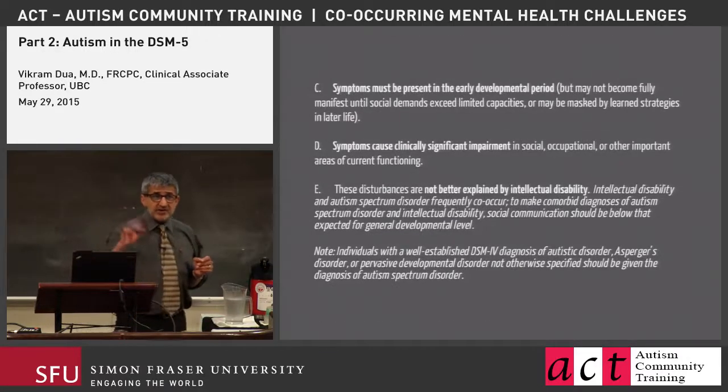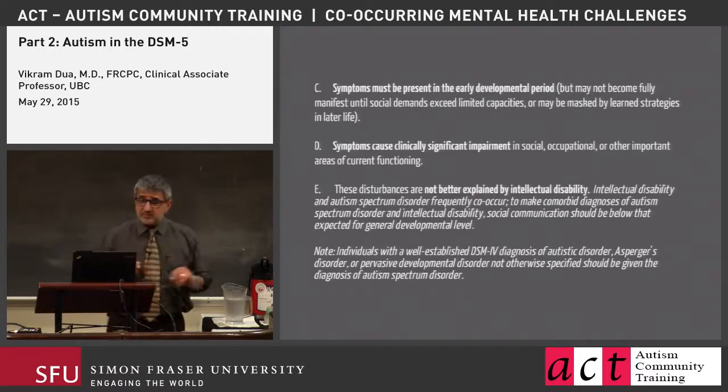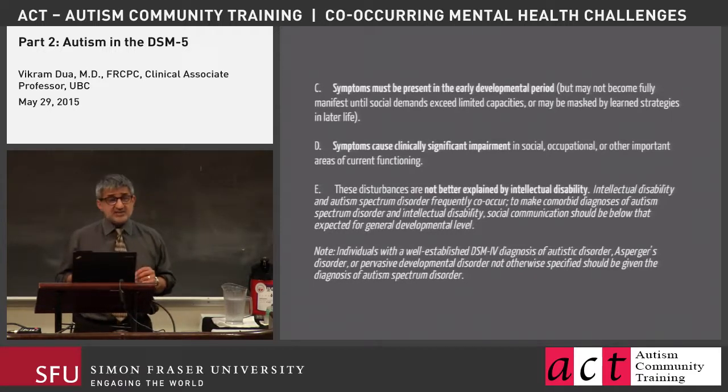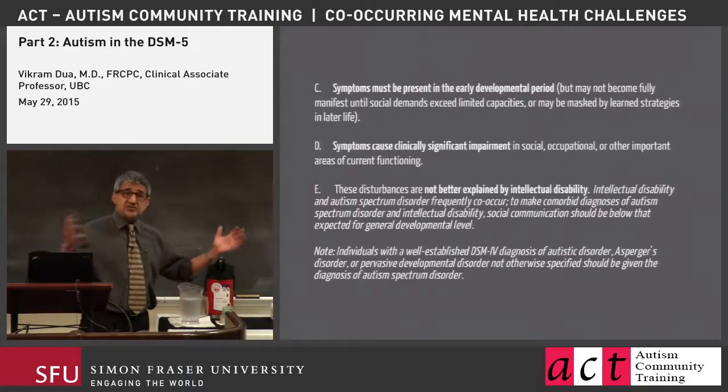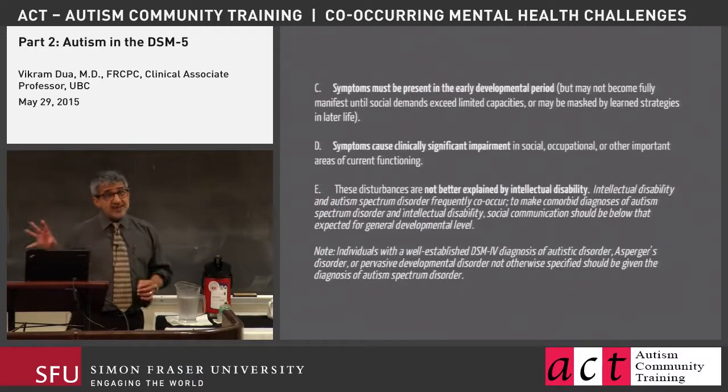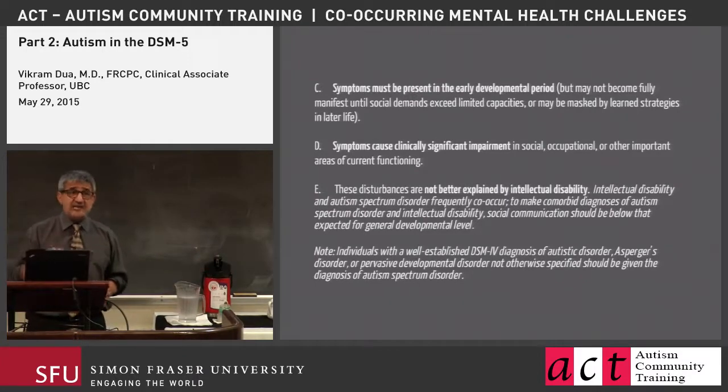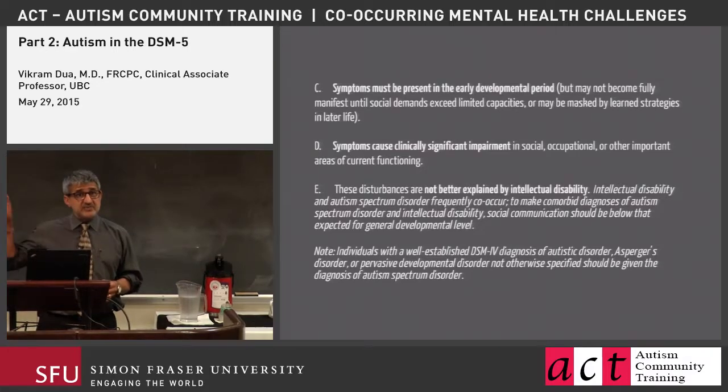The other kind of sub-criteria, I apologize, this is a little bit small, is that the symptoms must be present in the early developmental period. Now, what is the early developmental period? Generally, we think about it before the age of 3 or 4 years of age. Why is that the case? Because if you don't have evidence of these symptoms prior to the age of 3 or 4 or 5, what you might be seeing cross-sectionally is not autism, but something different. Autism does not emerge late.